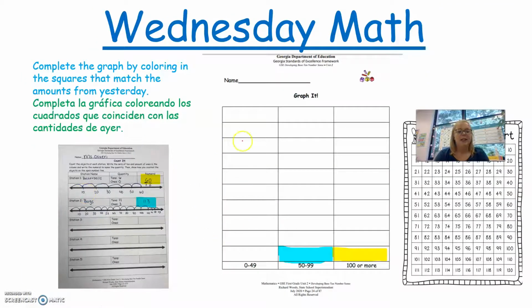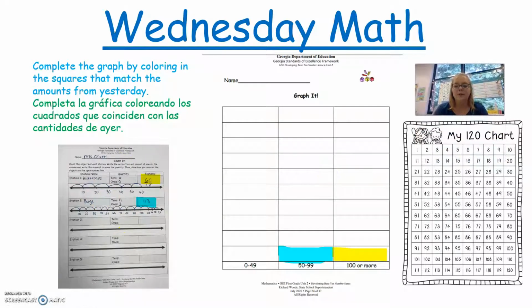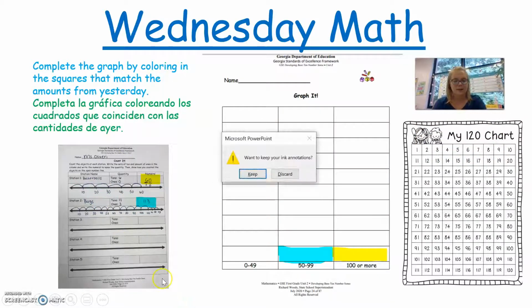Okay, so today we're going to complete this graph by coloring in the squares that match the amounts from yesterday, okay? So you need to find your paper that looks like this. It should be all the way done, all 10 stations. And you need to find your paper that looks like this, okay?